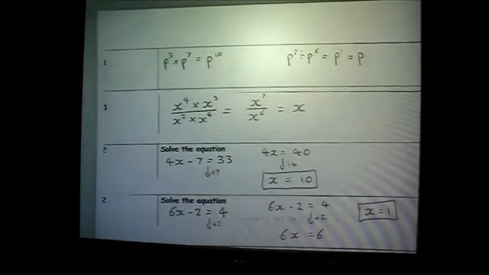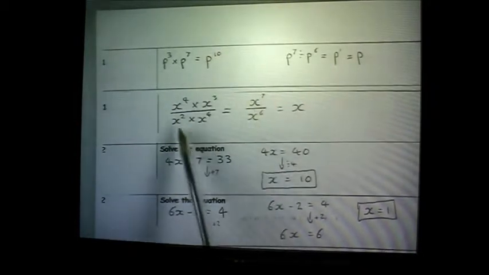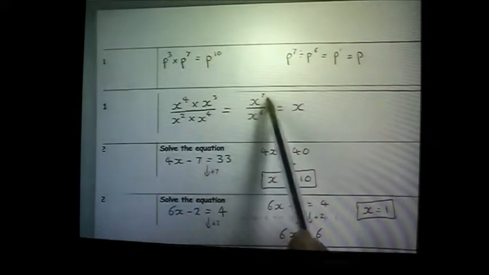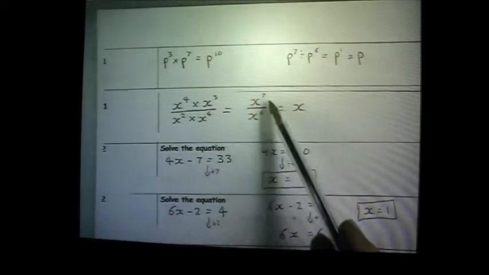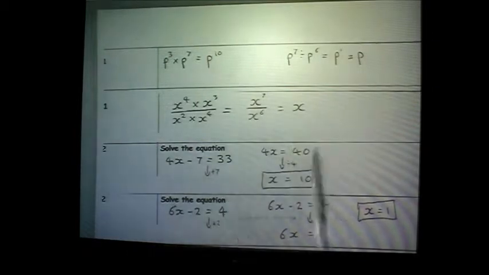The next one looks a bit tricky, but it's not really. You do the top line first, so that will give you x to the power 7, because you add the 4 and the 3. Underneath, it will be x to the power 6. So then you divide those two, so that means subtract. So it'll be x to the power 1, which is just x.